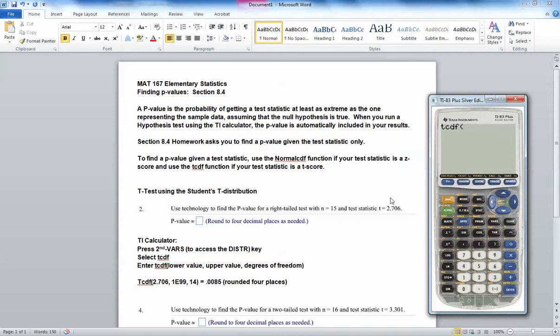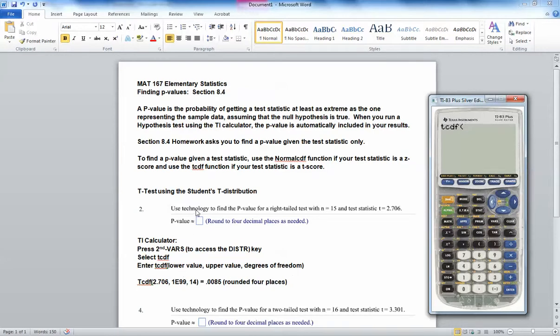The command is very similar to the normal. You enter the lower value and the upper value of the interval that you're trying to find the area of, and the degrees of freedom, and then the calculator automatically adjusts for mean and standard deviation. You don't have to worry about that.